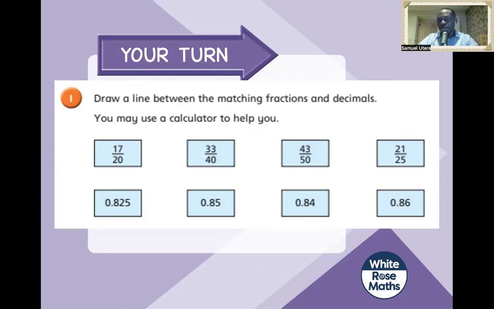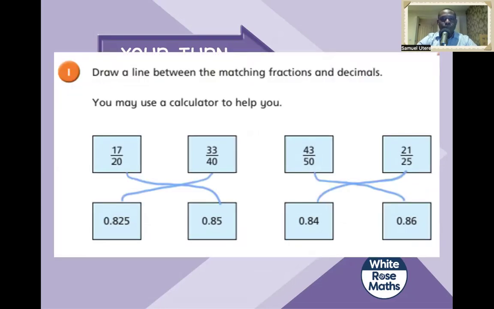Assuming you've answered the questions, here are the answers. Let's discuss them. Here you were asked to draw a line between matching fractions and decimals, and you were told that you could use a calculator. So this is a fairly straightforward one. You use your calculator to find which fractions match with the decimals.